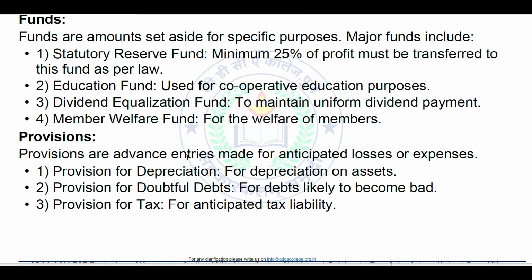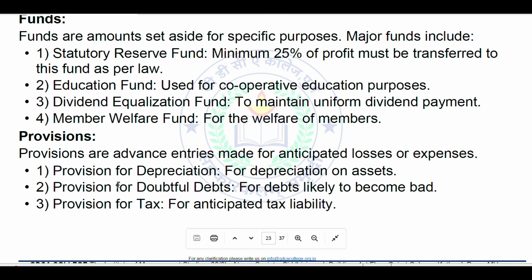Provisions are advance entries made for anticipated losses or expenses. Number one, provision for depreciation on assets. Number two, provision for doubtful debts, for debts likely to become bad debts. Number three, provision for tax, for anticipated tax liability.